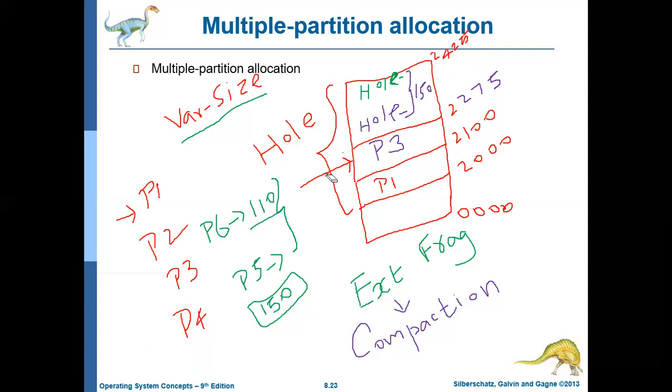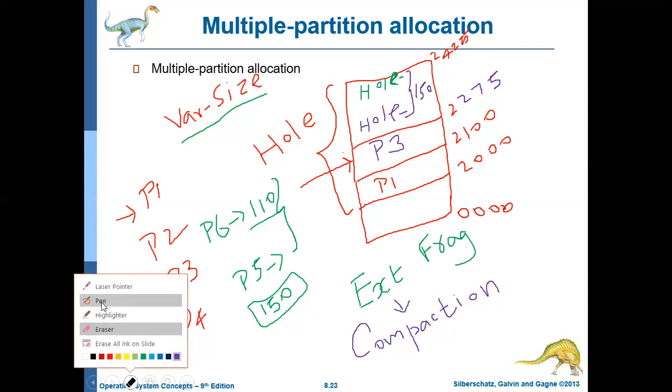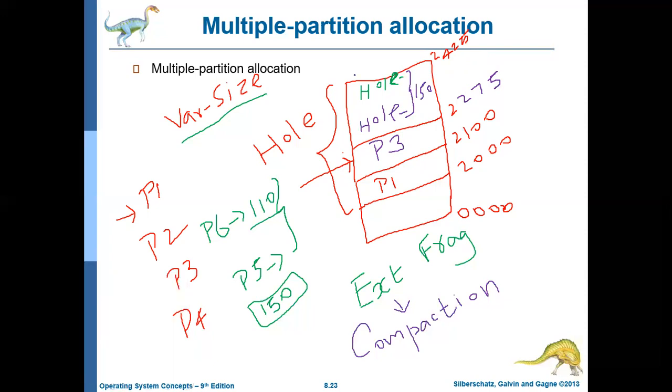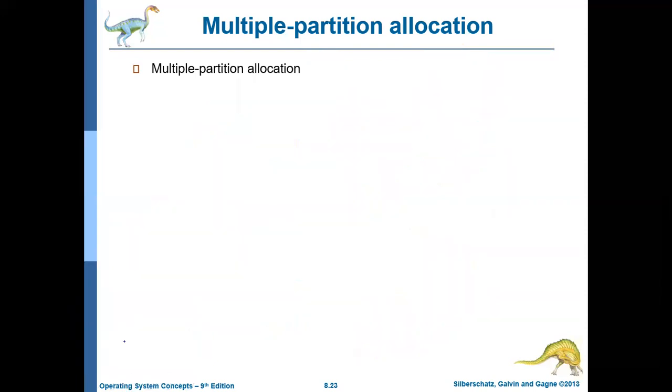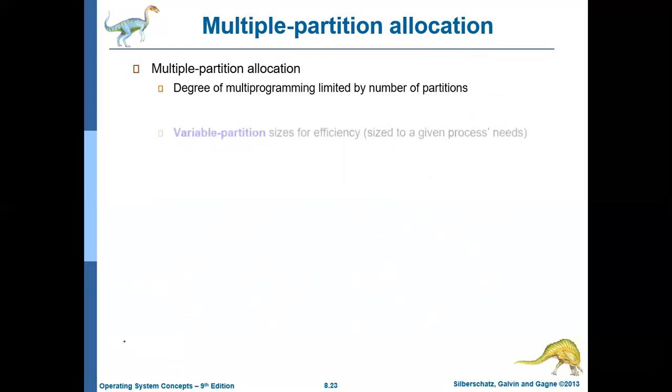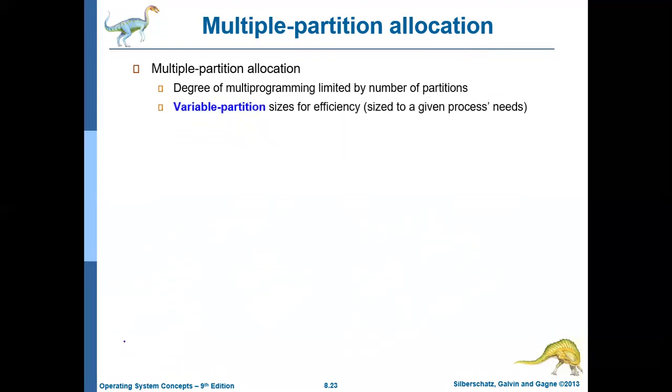So once compaction is done, now the request of P5 can be satisfied. P5 can be given access to this particular hole, which is exactly 50 MB. So this is how external fragmentation can be dealt with. That's what we are discussing here. The degree of multi-programming will be determined by the number of partitions, because depending on the number of partitions, that many processes can be in the memory.